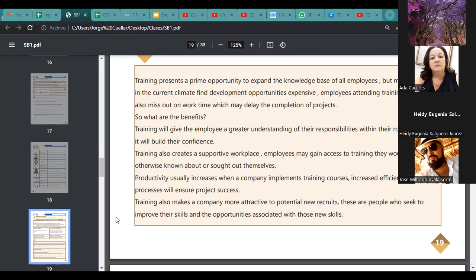Training presents a prime opportunity to expand the knowledge base on all employees, but many employers in current climate find development opportunities expensive. Employees attending training sessions also miss out on work time, which may delay the completion of projects. Okay, very good. Perfect. Very fast as well. Let's see Jose Wilfredo.